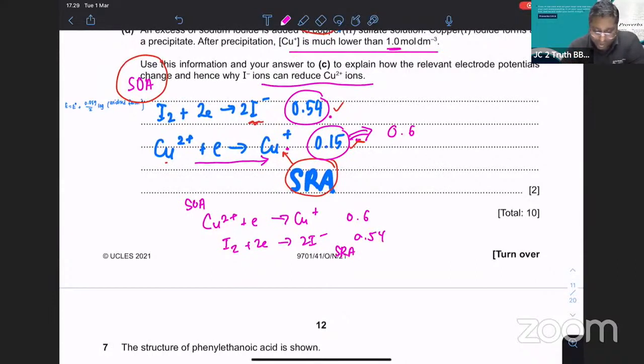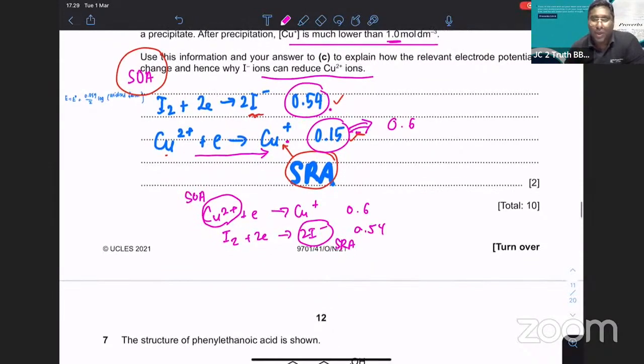So I know that I minus is a stronger reducing agent compared to Cu plus. So of course they can reduce the copper 2 plus now. So this is going to be how you apply. So the answer over here, you explain how relevant the electropotential.